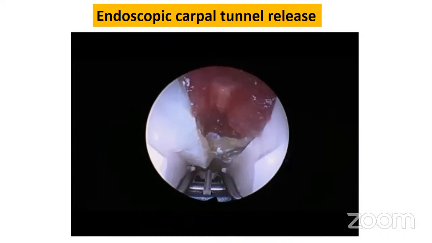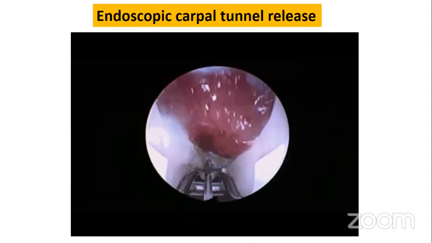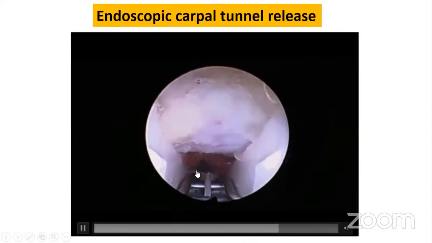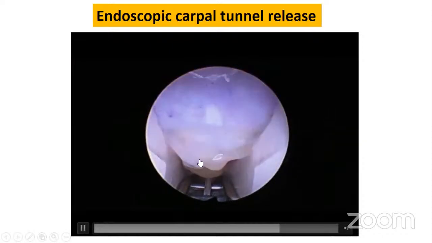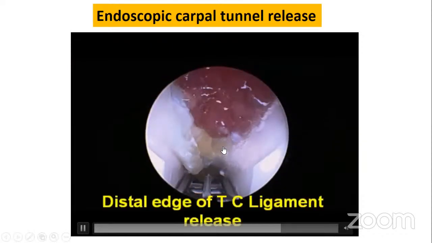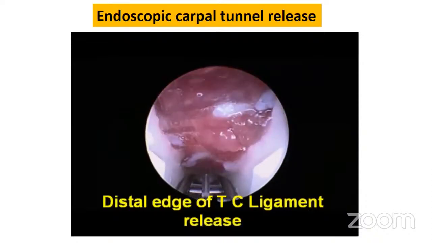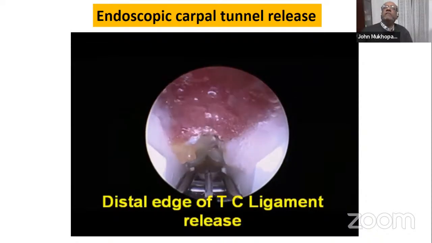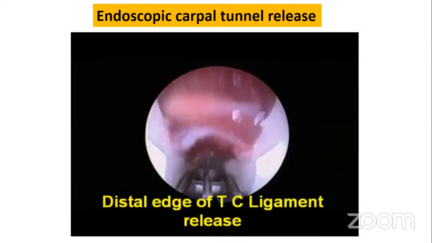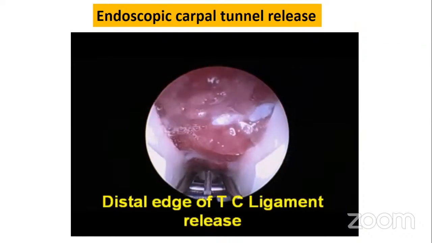So what happens is the fat prolapses. I'm just going a little more distally there, and this fat prolapses. So that is where your ligament is completely released. You don't actually visualize the nerve. We should not visualize the nerve. Yeah, the blade is now above the nerve.